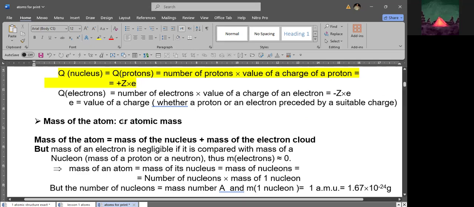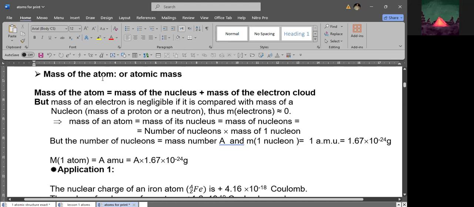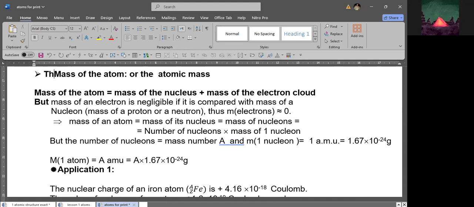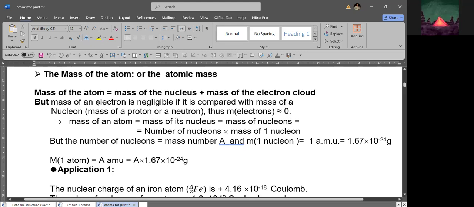What about the mass? After speaking about the charge of the atom and the charge of the nucleus, we can speak about the mass of the atom, the atomic mass. The mass of the atom is the mass of the nucleus plus the mass of the electron cloud. Of course, the whole mass of the atom depends on the masses of its parts: the mass of the nucleus plus the mass of the electron cloud.